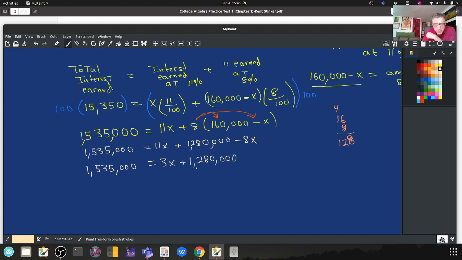So now I have to move the constant terms over. So I have 1,535,000 minus 1,280,000 is equal to 3x. So now I have to subtract these two values.